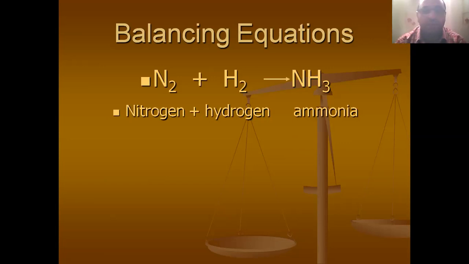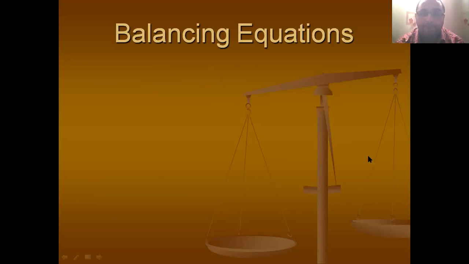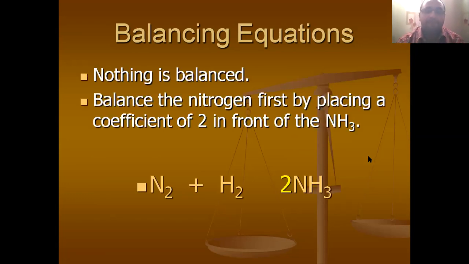As we said, we cannot change the subscript, because if you change the subscript, you are changing the identity of the substance and the properties of the substance. So we are not going to change the subscript. We are going to put 2 in front of ammonia. So it will be like this. 2 NH3 on the right side. 2 NH3.